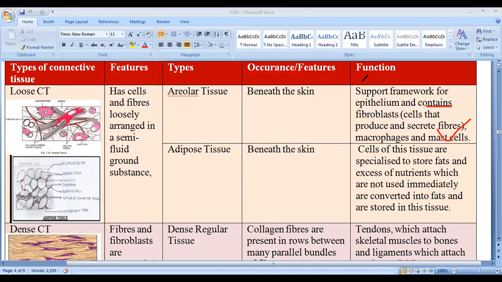Okay, so in the case of areolar tissue, it provides the framework. Framework means it provides support to epithelial tissue, and it contains fibroblast cells, and fibroblast cells generally secrete fiber, that is the collagen fiber as well as elastic fiber. Okay, and it also has macrophages.